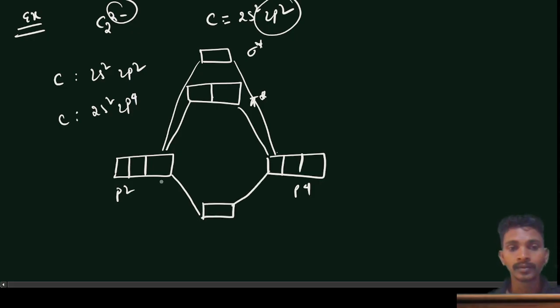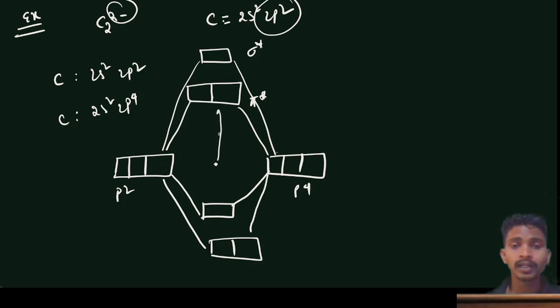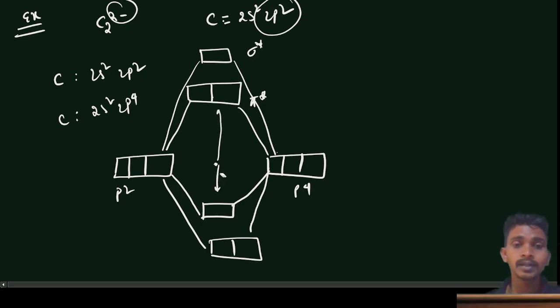Then I will put pi, because this is unsymmetrical from the center. Center means from here, we get pi, here we get sigma, so this is unsymmetrical. Okay, so fill the electrons. Here we have 2 electrons, here we have 4 electrons. So total how many electrons? 6 electrons. So fill it, 1 2 3 4, 5 6.